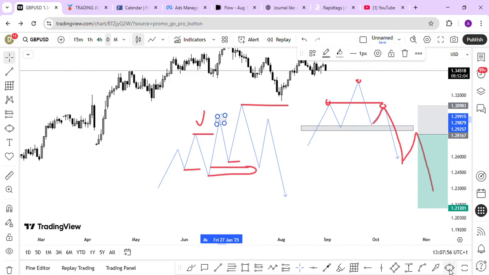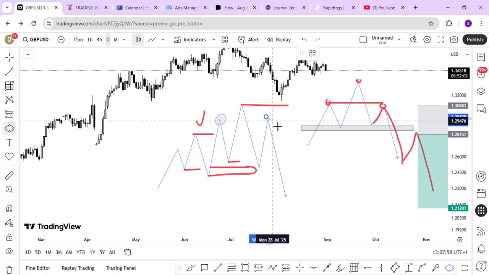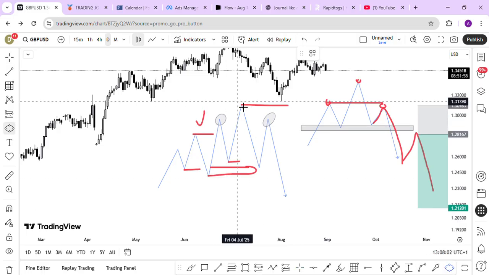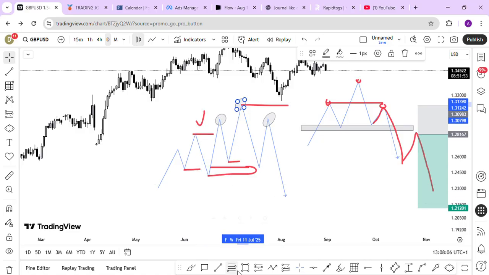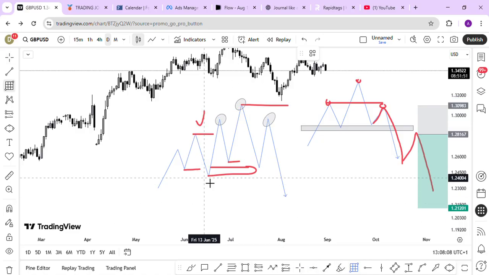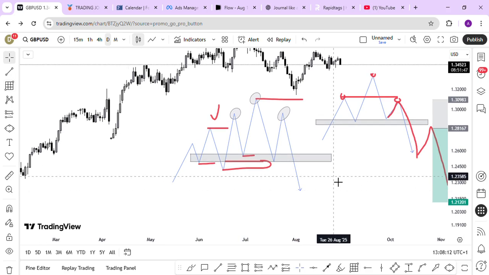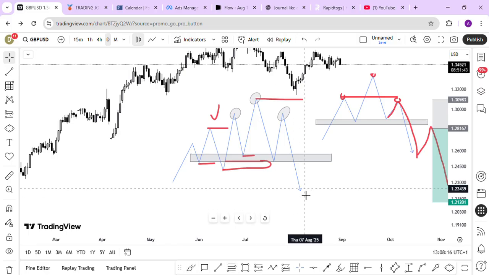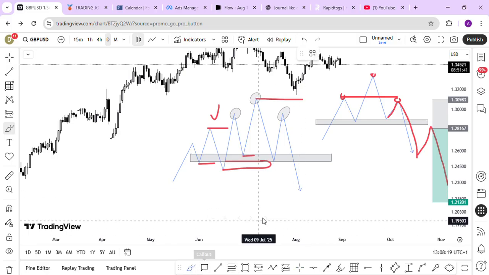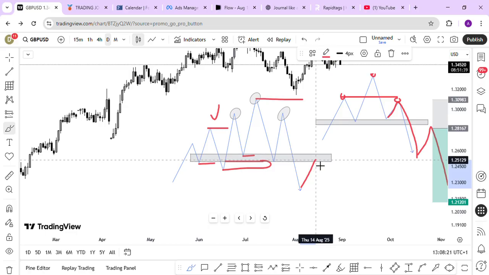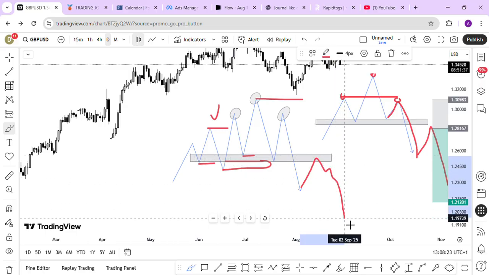Then they will say we have a right shoulder here like this. Then they will say they have the head here. So you can see, now they will mark this level as their neckline. Say, okay, now that the left shoulder, head and shoulder has happened, what are we supposed to do? They will be waiting for a kind of entry at this level, then they will want to sell.